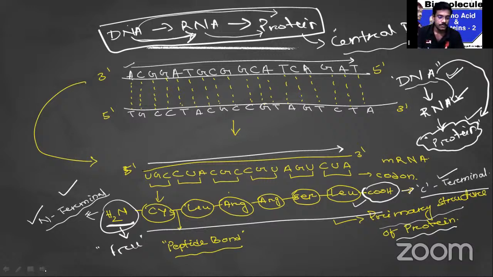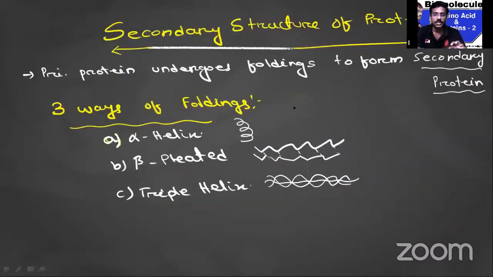Okay. Let's see the secondary structure of the protein. Simply, the primary structure means the number of amino acids that are joined in a linear fashion. They are joining in a line, in a chain. That is the primary structure. Simply, that is the very simple structure. Only amino acids are joining in a linear fashion.